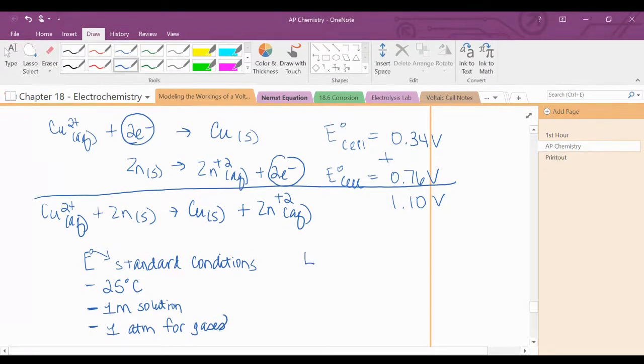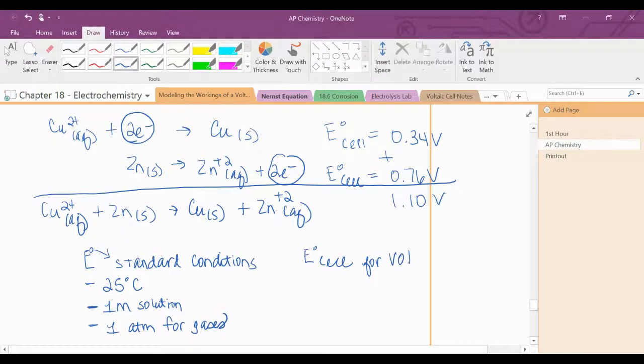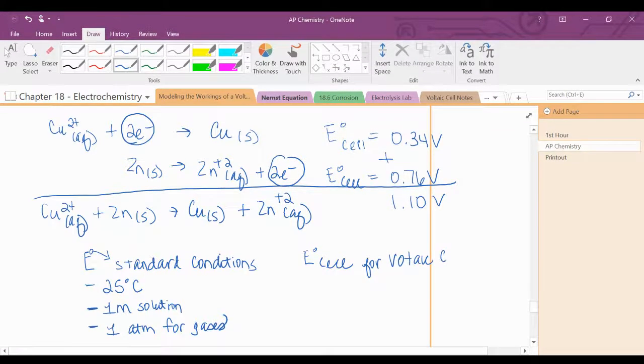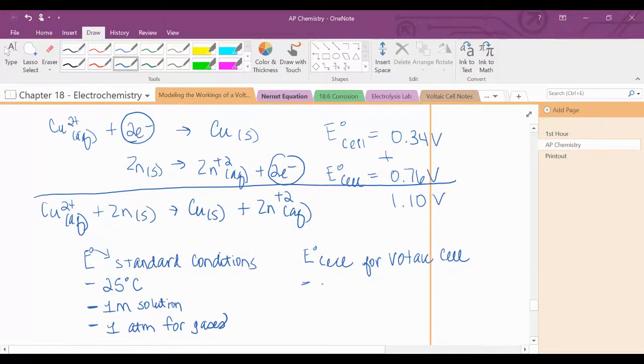The other thing to note about E of the cell, maybe a way to check your work. Now this is for voltaic cells, and this is important because later on we'll be talking about electrolytic cells. The E of the cell should always be positive. So if you get a negative value, it's because you have picked the wrong anode and the wrong cathode.